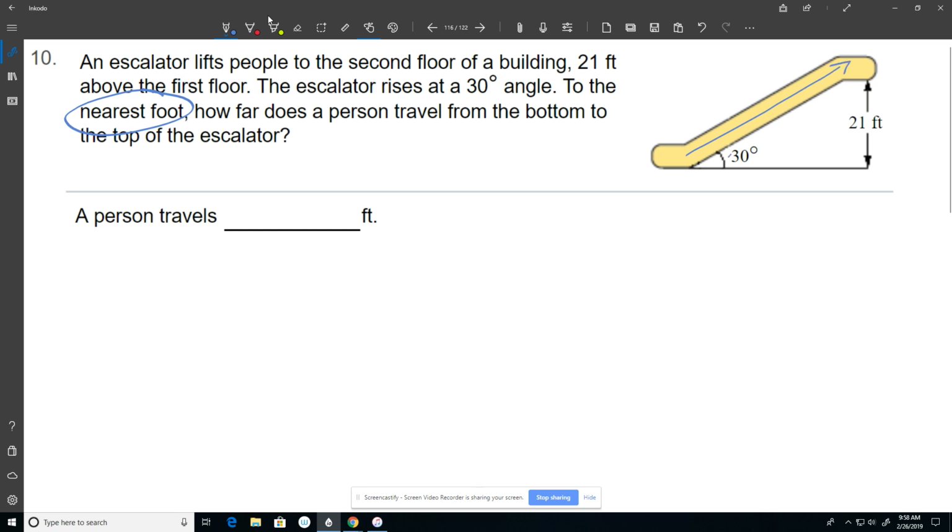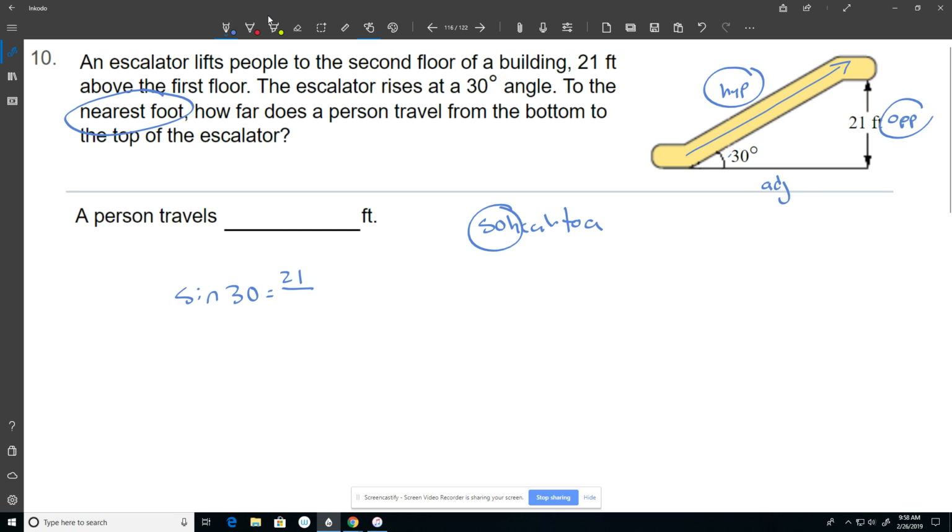So if I'm using angle 30, the 21 is my opposite. The side that I'm looking for, this escalator side, is my hypotenuse, and this unknown side down here is adjacent. So I want to know the hypotenuse. I already know the opposite. So I'm looking for, in my SOHCAHTOA, what uses opposite and hypotenuse, which is going to be sine. So the sine of my angle, 30 degrees, equals the opposite side, 21.